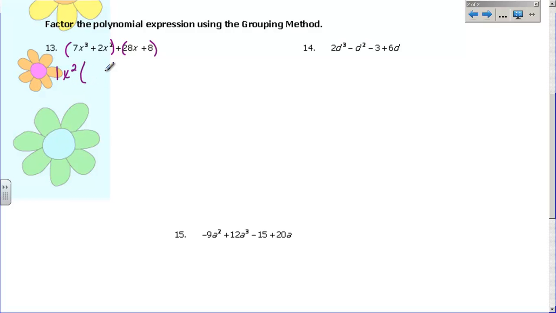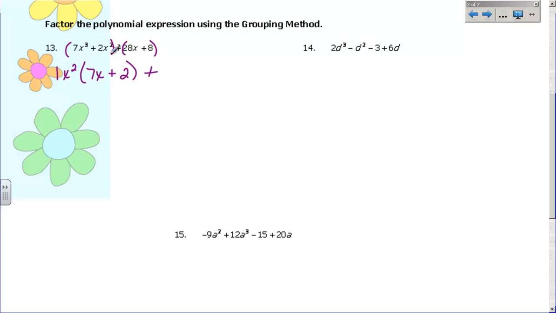Now I'm going to do what I was doing in the last problem. 7 divided by 1 is going to be 7. X to the third, x squared, I still need an x here. Plus sign. 2 divided by 1 is 2. I factored out the x squared already, so I'm done. Put your plus sign. Now the greatest common factor for 28 and 8 is going to be 4.